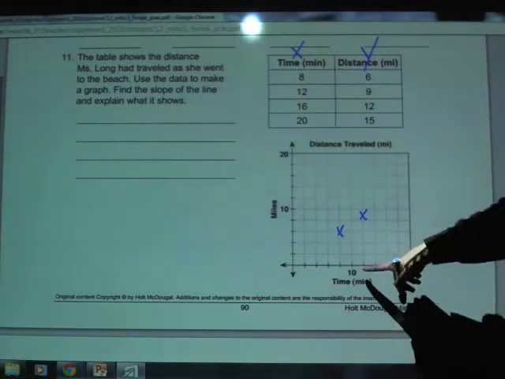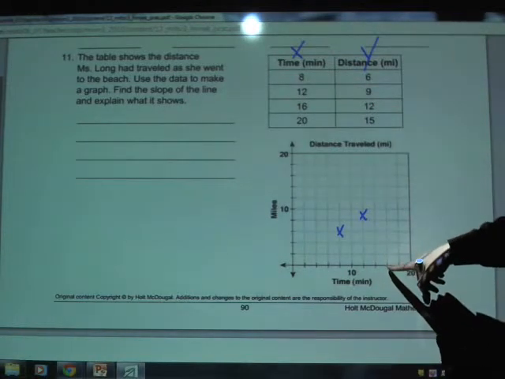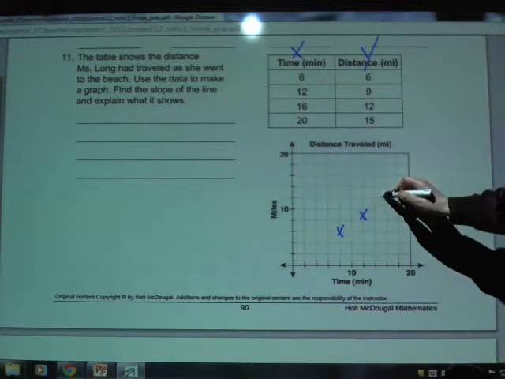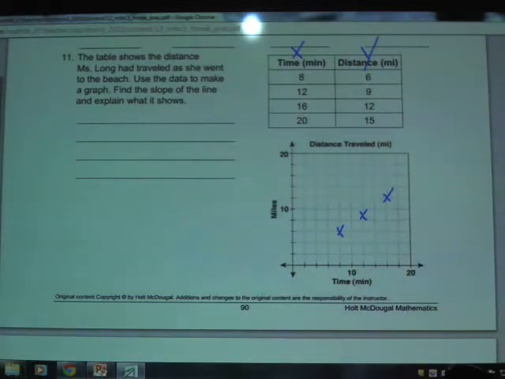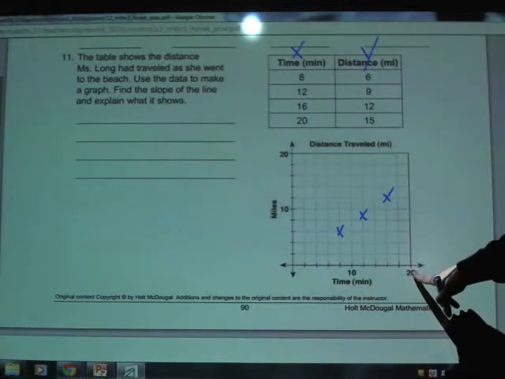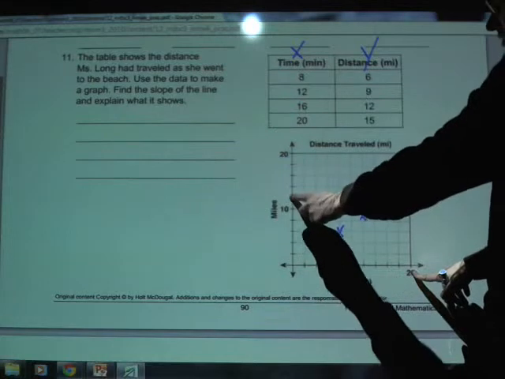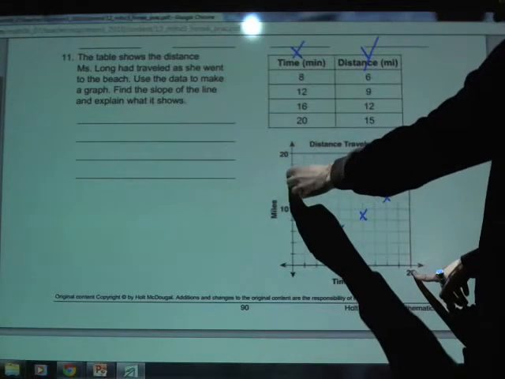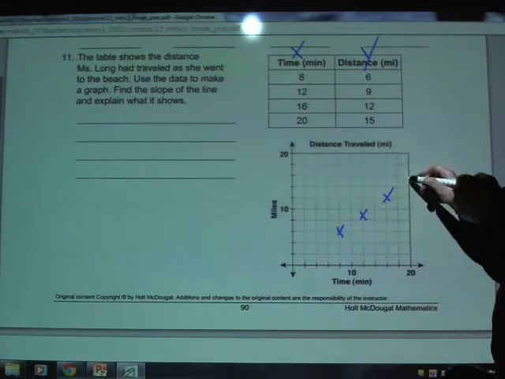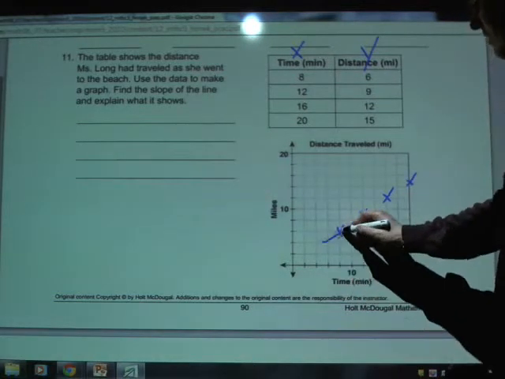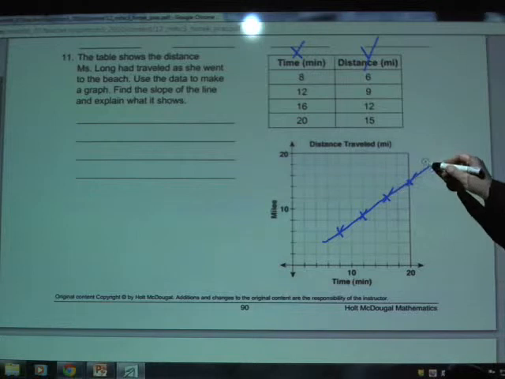16, 12, I'm going to go over to 16 on the timeline and up to 12 on the miles line, and those two are going to meet right here. And the last one, 20, 15, so that's all the way over to 20 on the timeline. Realize 15 is not a grid marker here, but this would be 12, this would be 14, this would be 16. Halfway between 14 and 16 is 15, which is this one right there. And so that will complete my line.